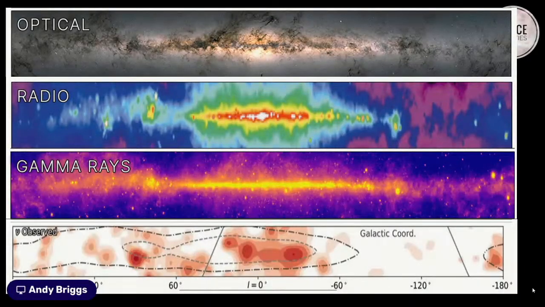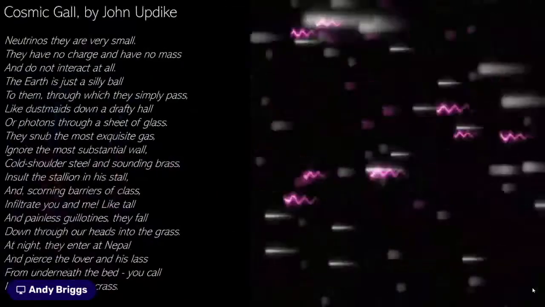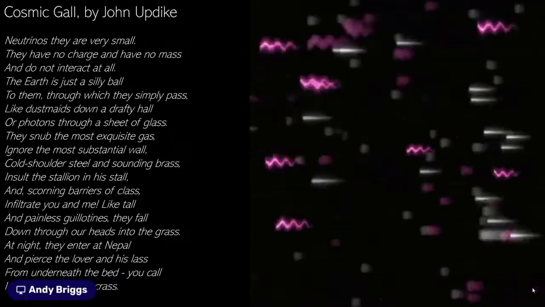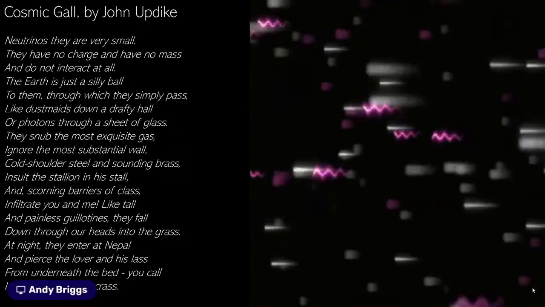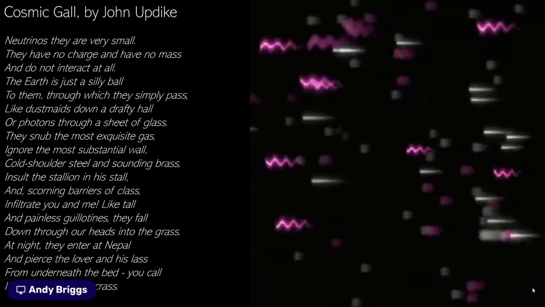So again, like the gravitational wave announcement, this is a very, very big step forward for IceCube and neutrino science. Congratulations to both the Pulsar Timing Array and the IceCube team for two incredible announcements last week. And just to finish, I'd like to read this. It's a poem by, of all people, John Updike, who chose to write about neutrinos, and it's called Cosmic Gall.